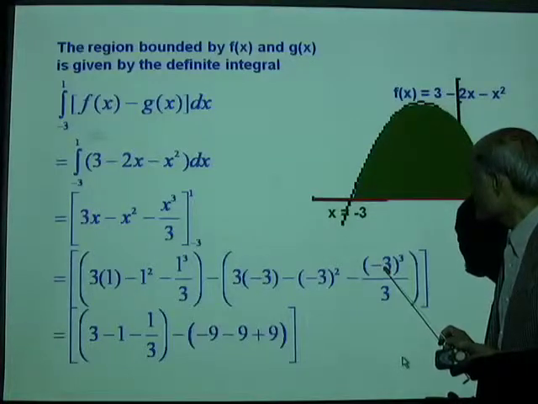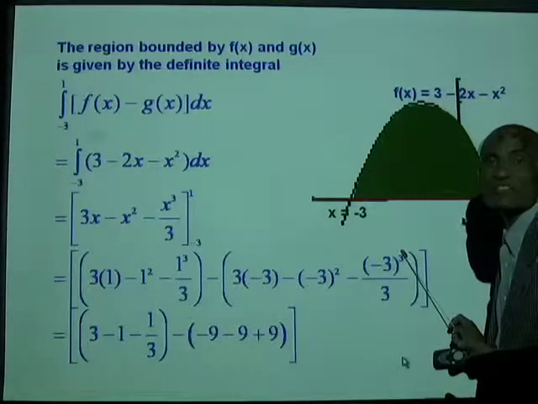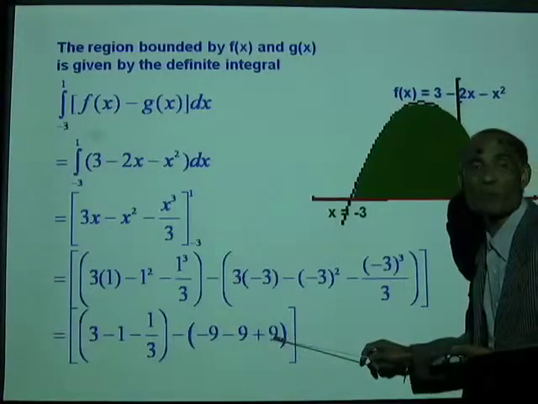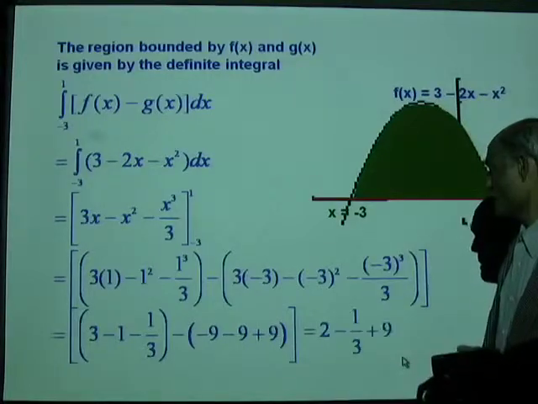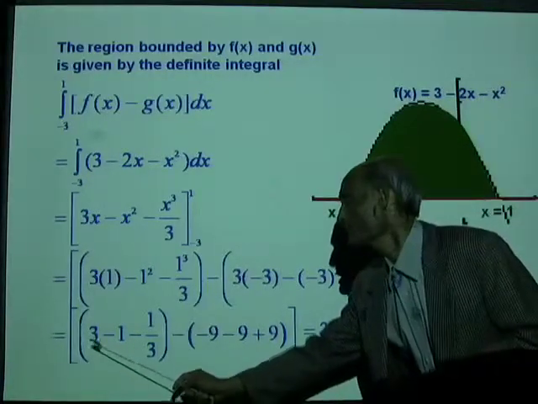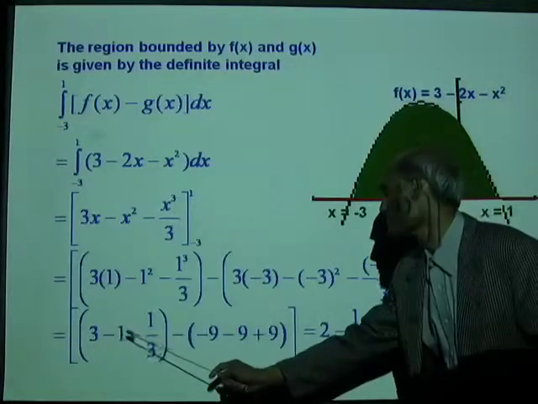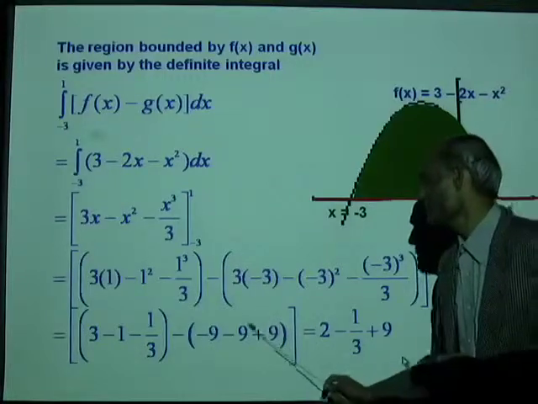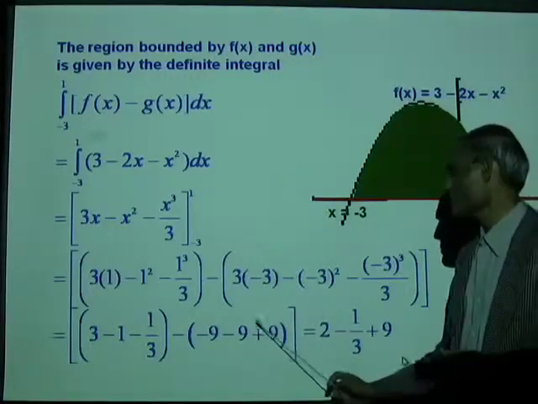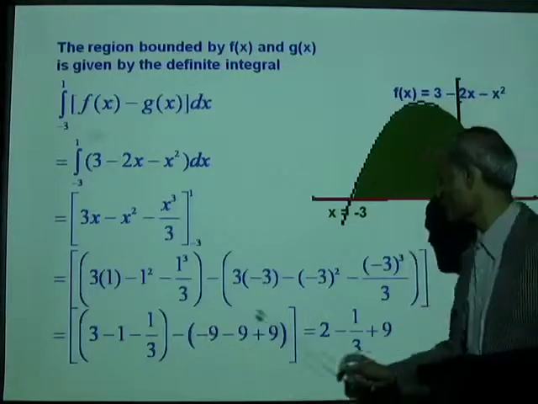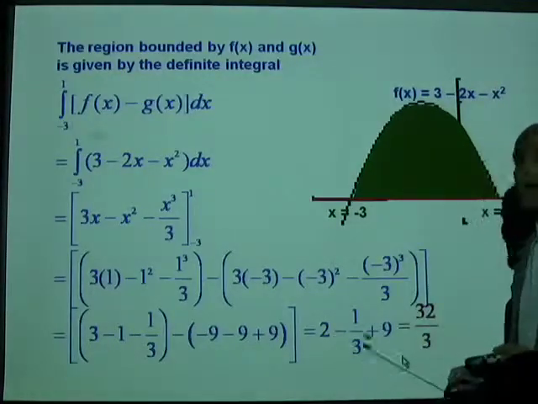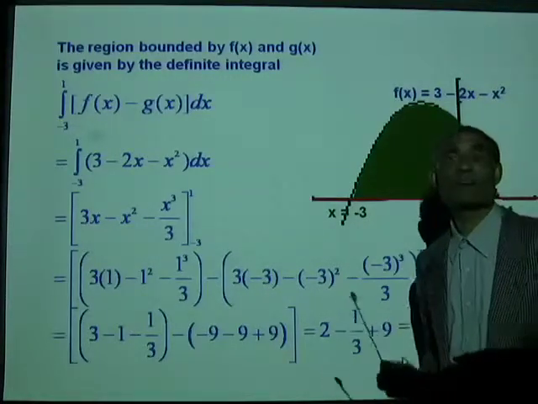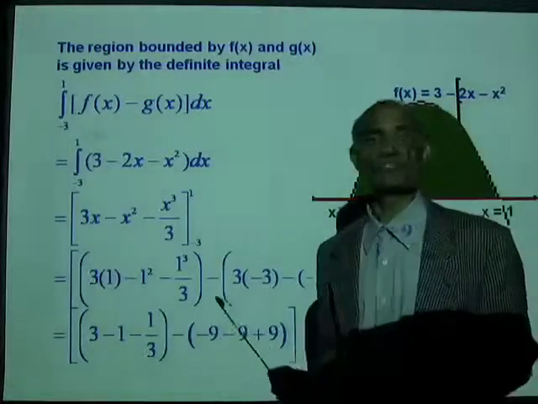And -3 cubed is -27. Divided by 3 is -9. With this negative sign we keep +9. And that makes no problem there. You can see here that will be 3 minus 1 is 2. 2 minus 1/3 plus 9. Is that right? This 9, -9 will go. Minus -9 is +9. And that will be 32 over 3 is this area enclosed by the graphs of f of x and g of x.